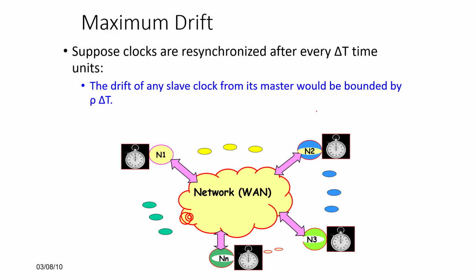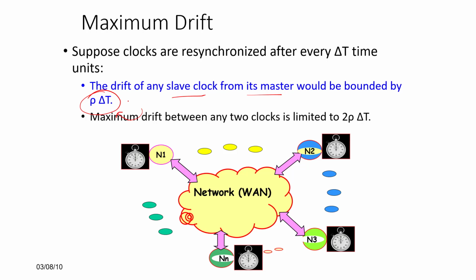So if they are resynchronized every delta t time units, the maximum drift of any slave clock from the master is rho times delta t. So we can figure out how much of a drift we are willing to tolerate. On the basis of that, we can set the resynchronization interval delta t.